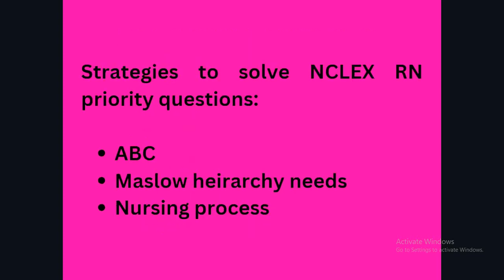Now, the strategies to follow in the NCLEX RN exam to attempt the priority questions. There are three strategies which can be used, and you will get the idea of which to use based on your question, right? The first one is the ABC strategy, that is airway, breathing, and circulation. The second one is Maslow's hierarchy of needs, and the third one is the nursing process. So you will get to know from the question stem which strategy you will be using.